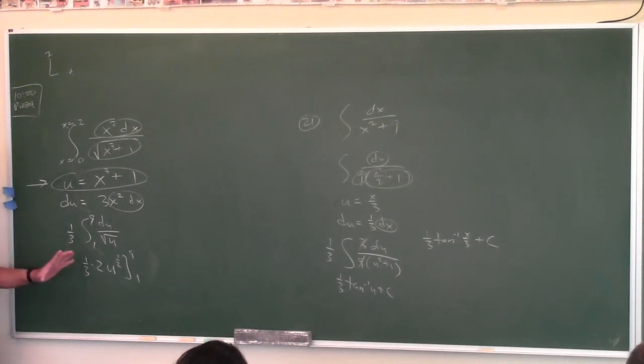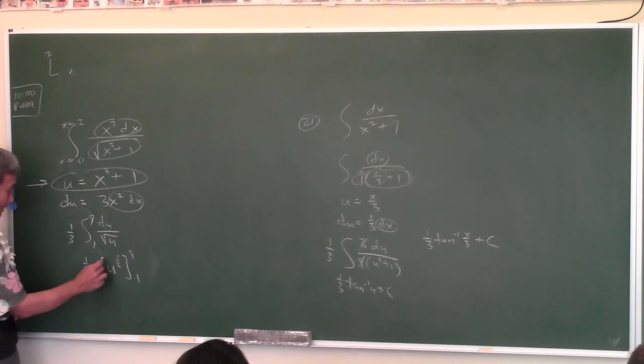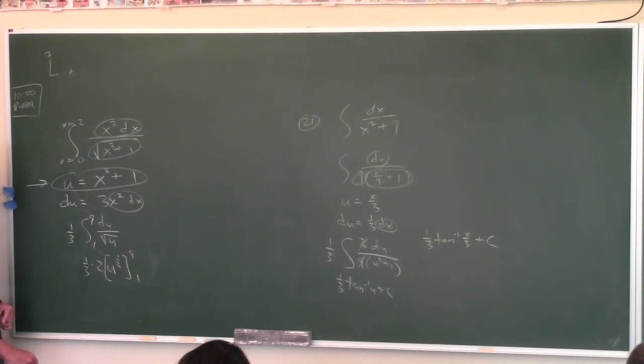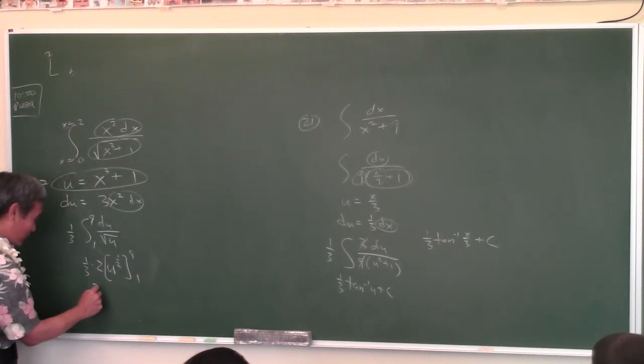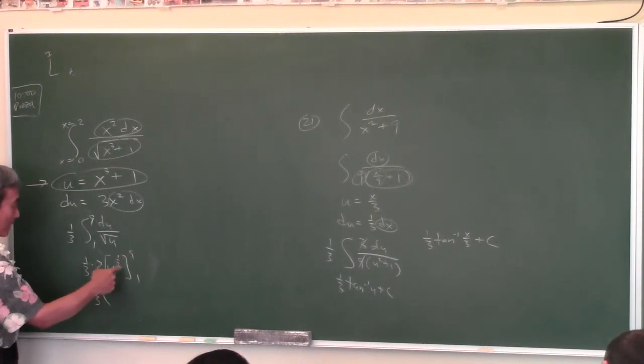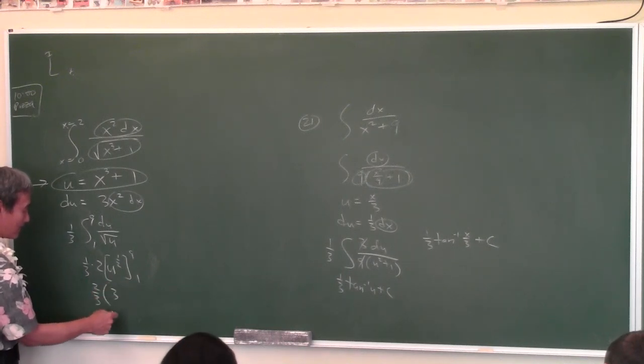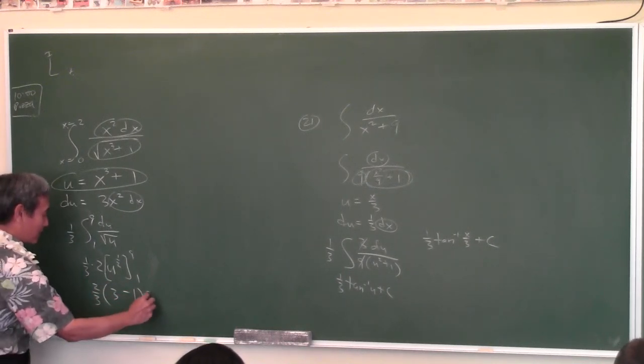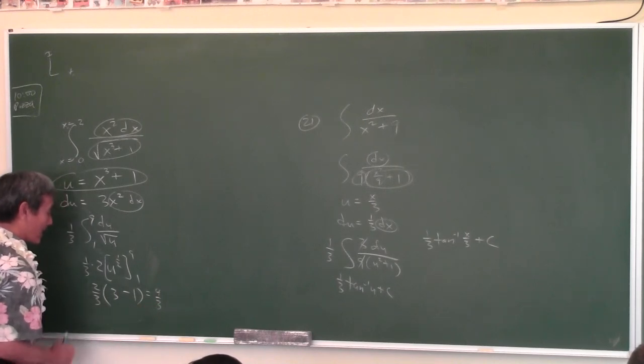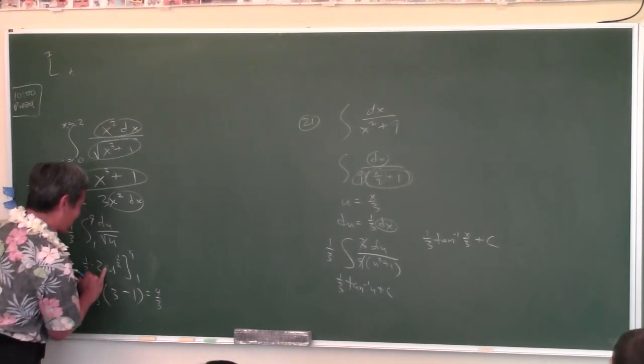Now, I don't know if you guys are doing this, but watch what I do to save time. I factor out the constants. You factor out the constant of 2/3. That way, all you have to do now is plug in the top number, plug in the bottom number, and subtract. 4/3. See, because if you don't factor out the constants, then you have to go like this.